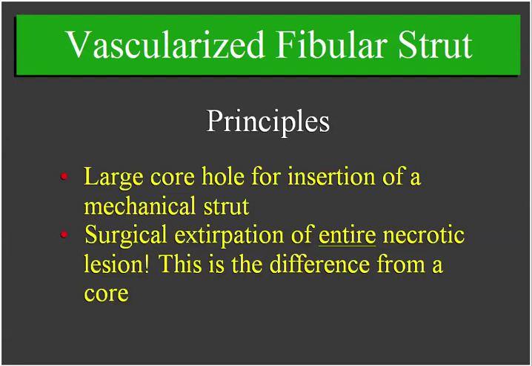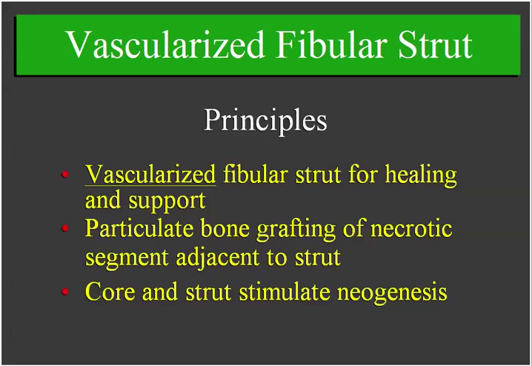The difference now with a vascularized fibular strut is you make a large hole for insertion of the mechanical strut, but also remember this, you take out the entire necrotic lesion. So if it's not a core hole and a strut, what you're doing is getting out all of that necrotic bone. And then the vascularized strut is in there to keep the subchondral plate from collapsing down, and you put bone graft around that to heal everything.